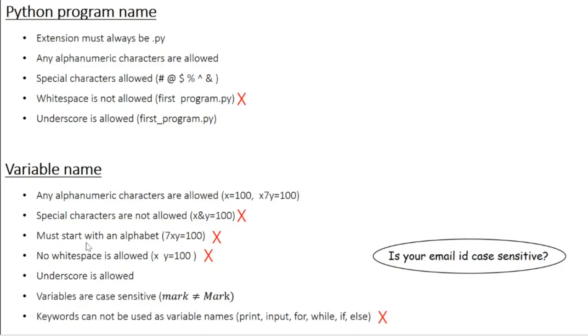Then the variable name should always start with an alphabet. It cannot start with a number. So if you type 7xy equal to 100, Python is going to throw an error during compilation.